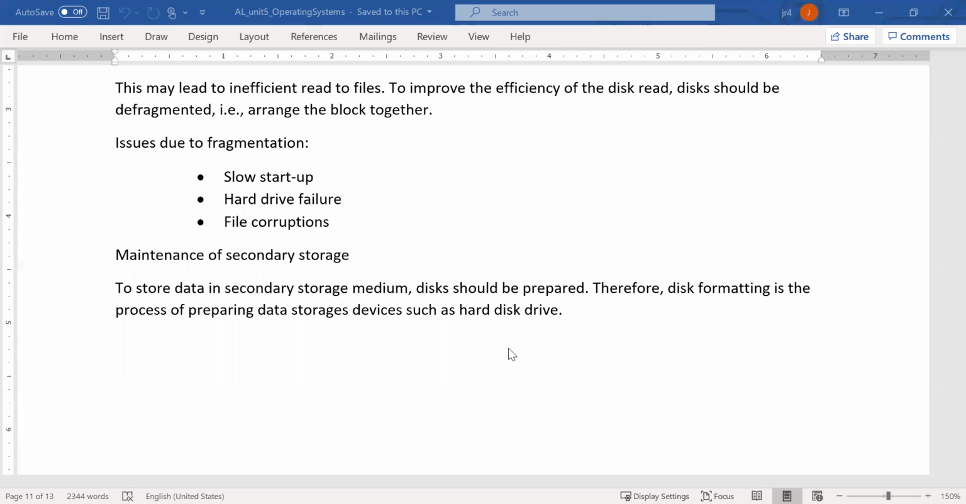And finally, what we discussed is how to maintain the secondary storage, the need and outcome of formatting. So disk formatting should be done when you work with the secondary storage.